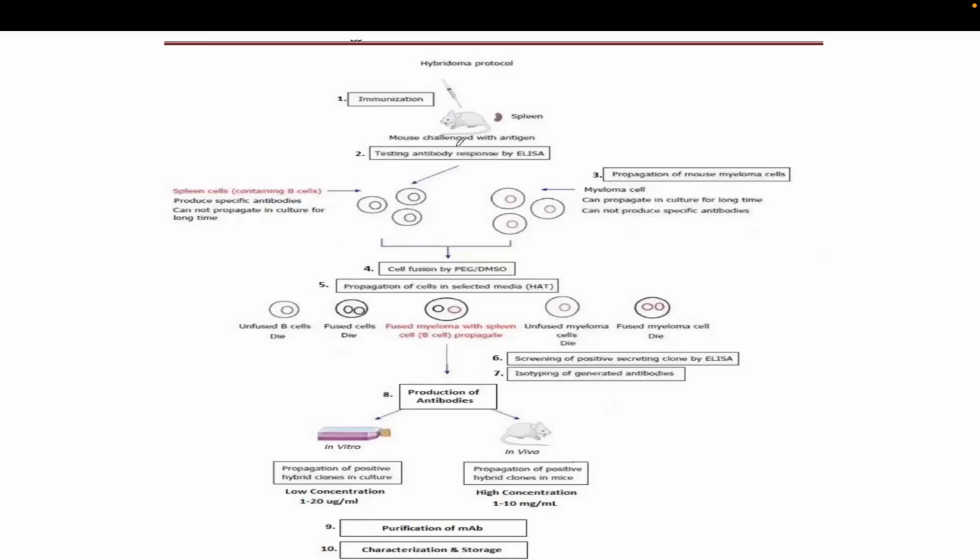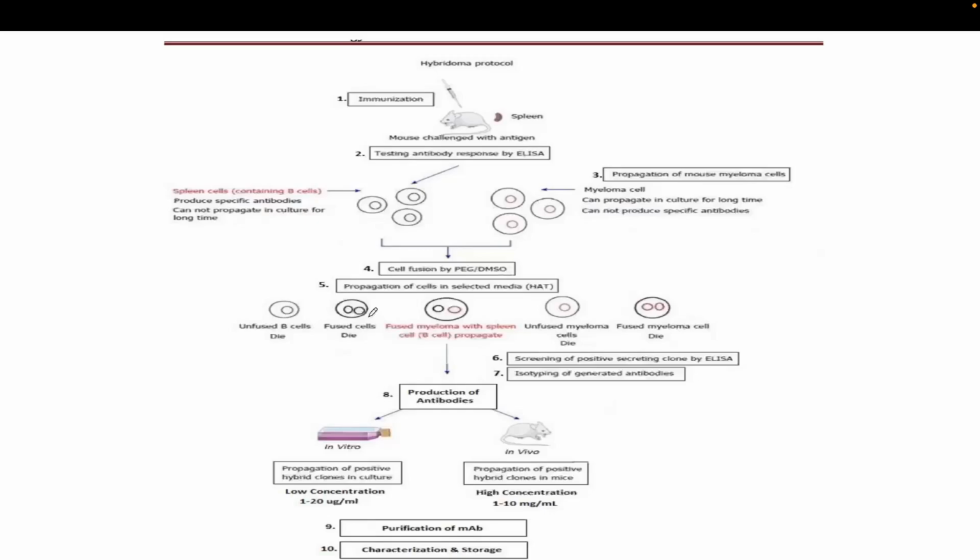Firstly, we have to immunize the mouse with the antigen against which we want to raise the monoclonal antibody. Then we have to isolate the myeloma cell, and after isolation of the myeloma cell, we fuse through PEG and DMSO. When the two cells are fused, there are five different possibilities of cells: unfused myeloma, unfused B cell, fused myeloma, fused B cell, right?